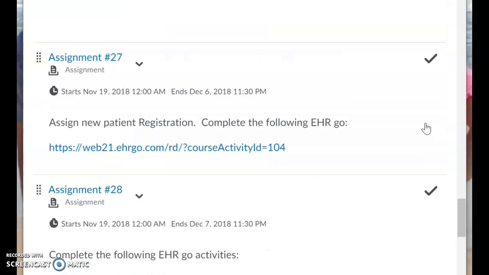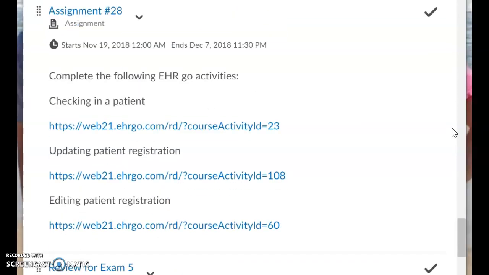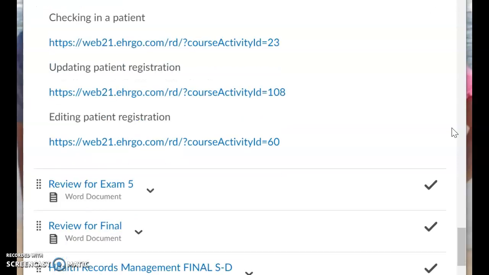Okay, you will see here for assignment 27, we have new patient registration. Now this isn't typical HIT functions, but it's very important for students to know this aspect also, because if you're in a smaller office, you're going to be doing numerous different tasks all the time. And then here we have checking in a patient, updating patient registration, and editing patient registration. So once again, these are very important tasks that all students need to know.